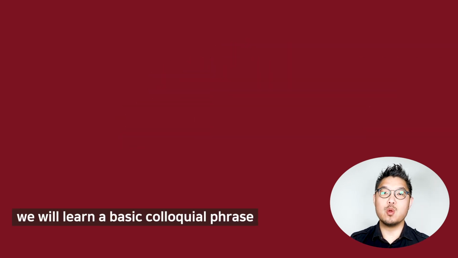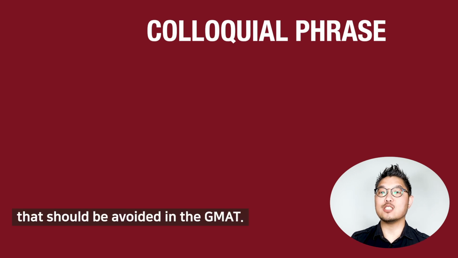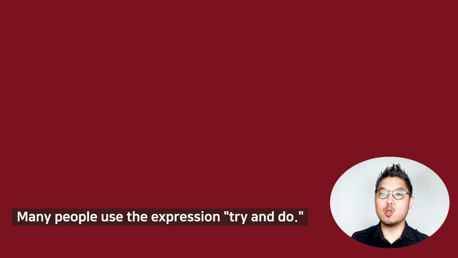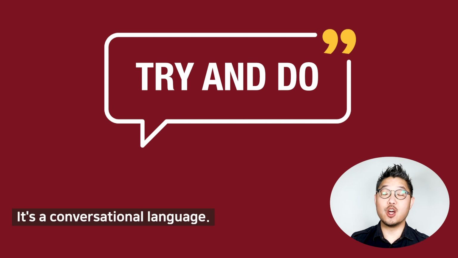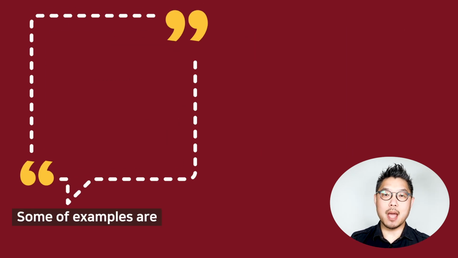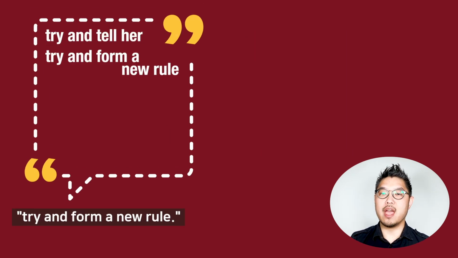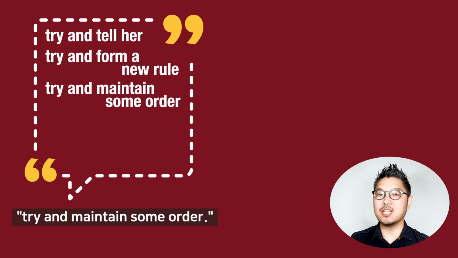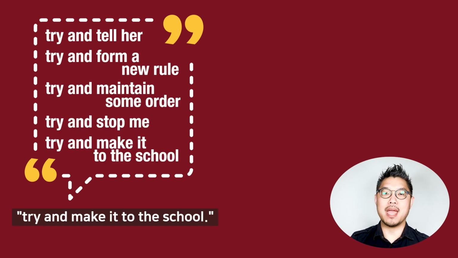In this stage, we will learn a basic colloquial phrase that should be avoided in the GMAT. Many people use the expression try and do. It's a conversational language. Some of the examples are try and tell her, try and form a new rule, try and maintain some order, try and stop me, try and make it to the school.